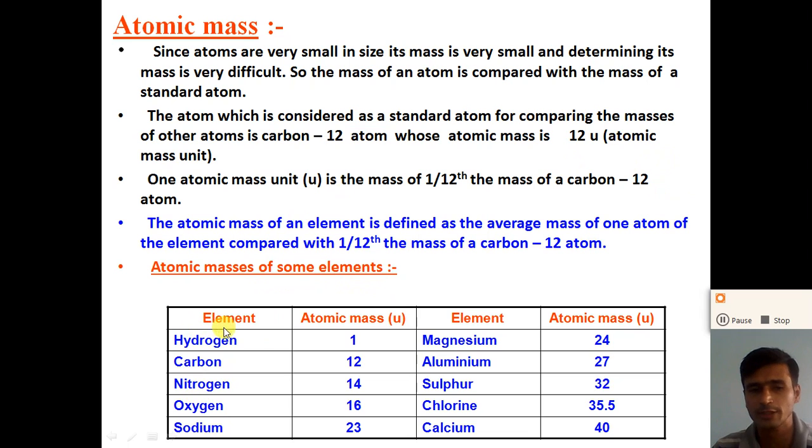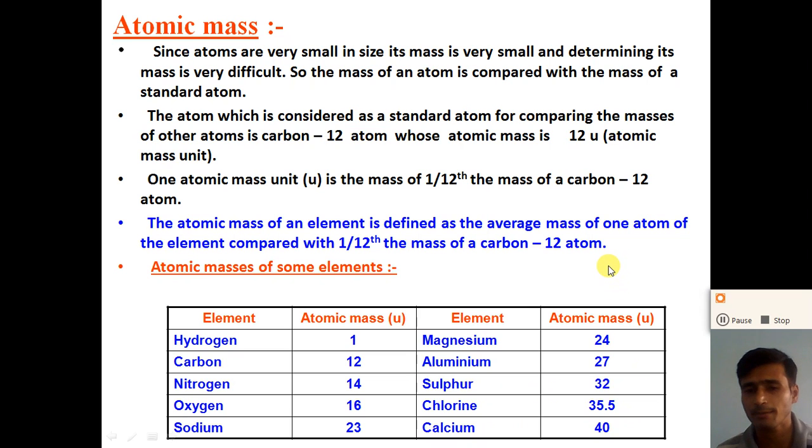The first element is hydrogen. The atomic mass of hydrogen is 1 AMU, carbon is 12 AMU, nitrogen is 14, oxygen is 16, sodium is 23, magnesium is 24. Similarly, the atomic mass of aluminium is 27, sulfur is 32, chlorine is 35.5, and calcium is 40.